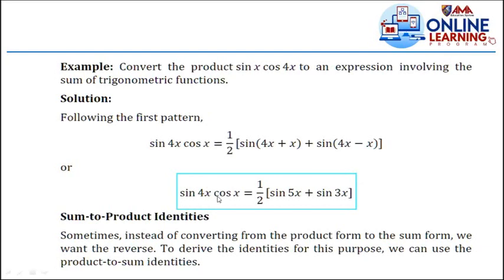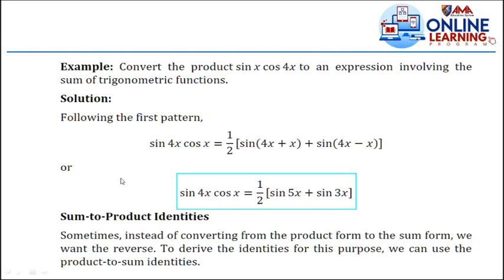So we have sine 4x cosine x equal to 1 over 2. 4x plus x is 5x. 4x minus x, we have sine 3x. So therefore, sine 4x cosine x is equal to 1 over 2 of sine 5x plus sine 3x. So that is our answer. We have converted the product to a sum.